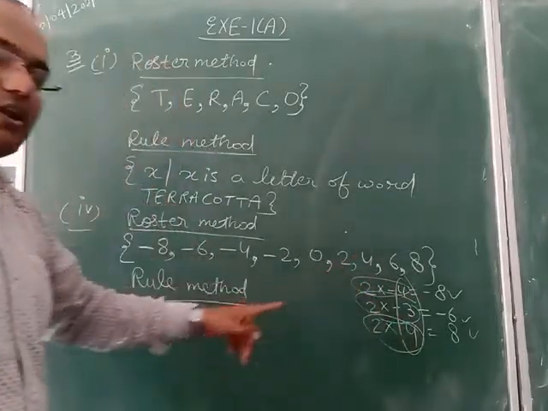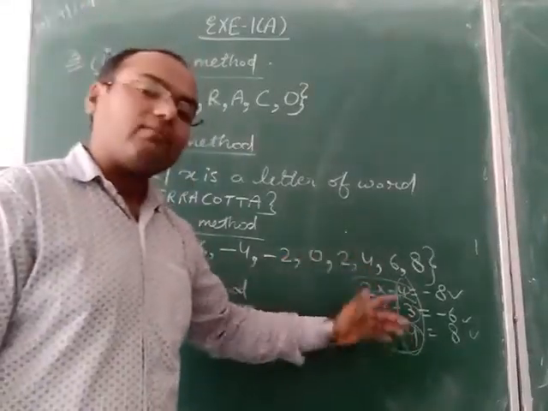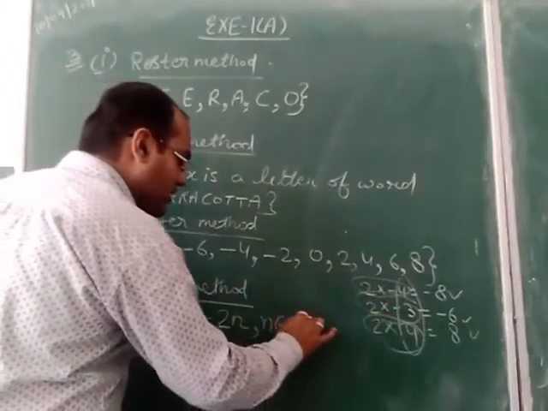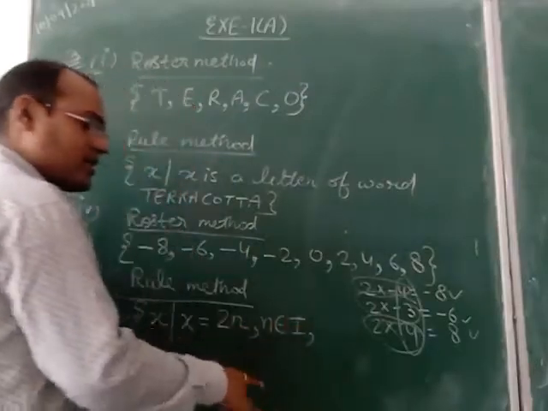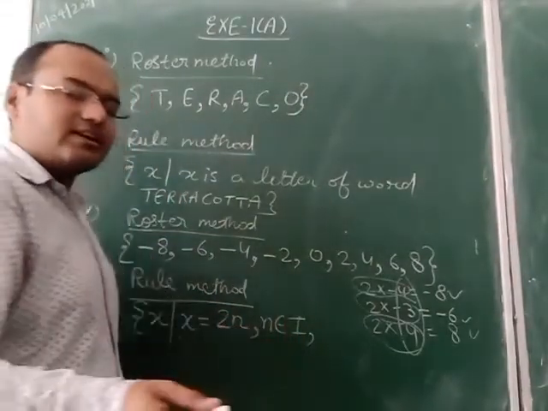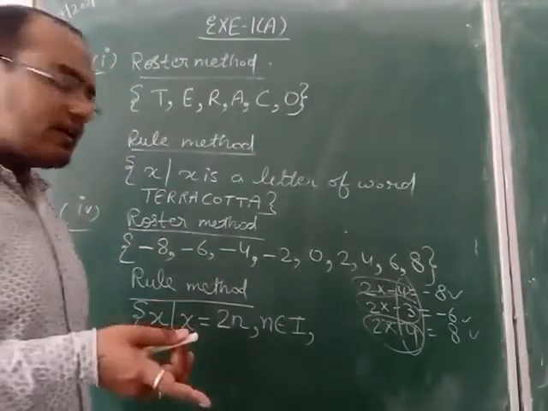So n values are negative also and positive also. So we will write n belongs to integer. Integer means I, or you can write Z also, both are correct. Z represents integers, I also represents integers.